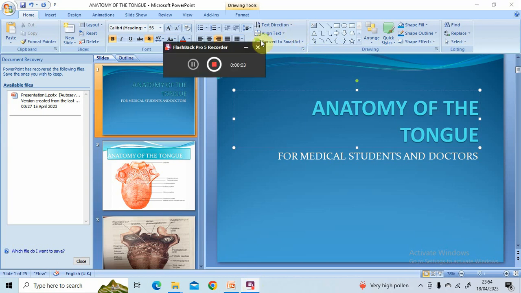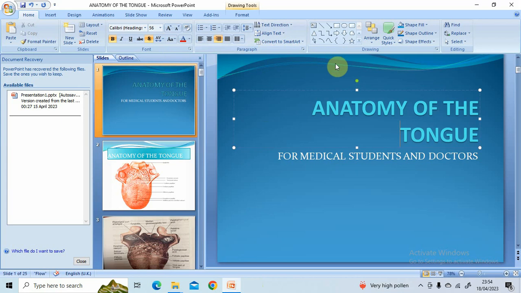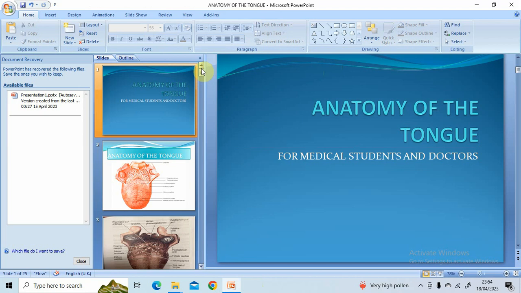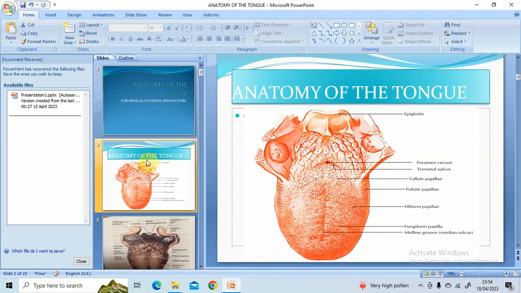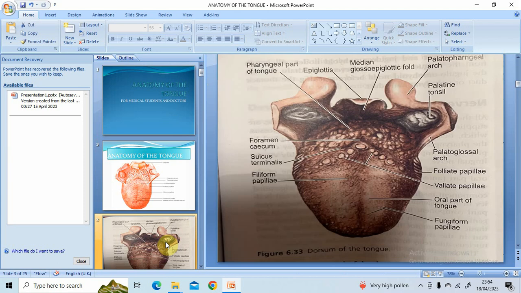Hello friends, today I'll be looking at the anatomy of the tongue. We know from our simple biology that the tongue is a sense organ of taste. So I'll be looking at the complete anatomy of the tongue today, then look at the diagram of the tongue, the structure of the tongue, a well-labeled diagram. But before anything, I'll be looking at the definition of the tongue.